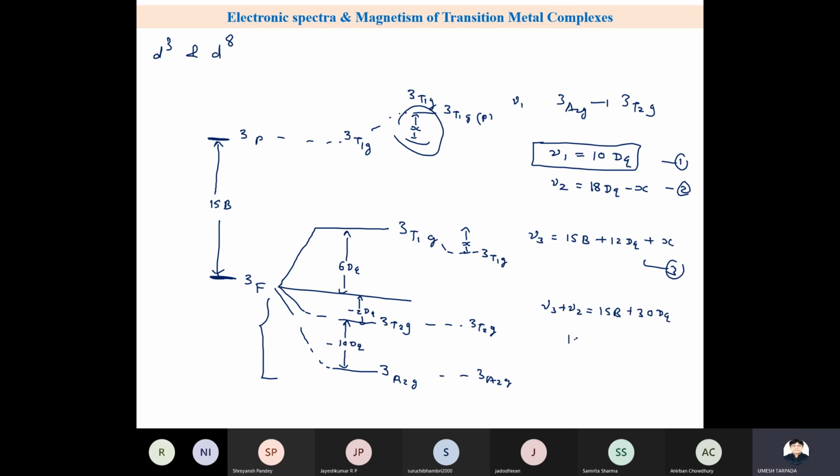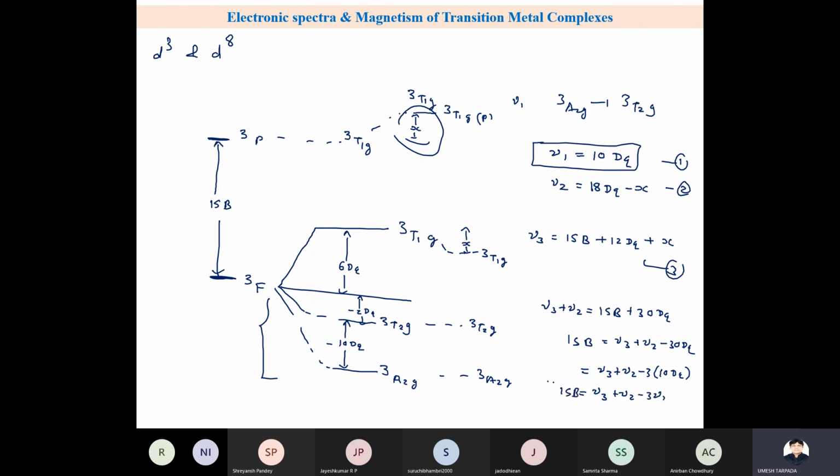30 dq. So what is 15b value? It is 3 into 10 dq. What is 10 dq? It is new 1. So new 3 plus new 2 minus 3 new 1, this is equal to 15b.